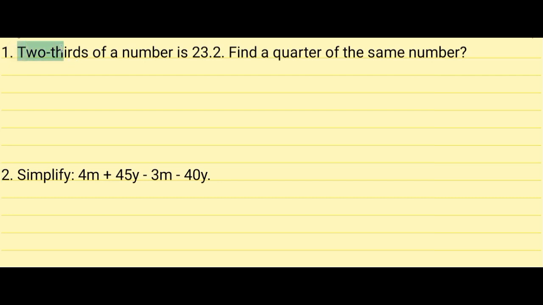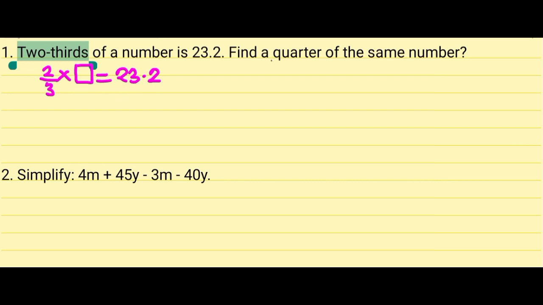So 2/3 here means 2 over 3 of a number. Of is times, and the number we are looking for, I'm going to represent it with a box since we don't know what it is. So it says that 2/3 of this number gives us 23.2. I have been able to express this mathematical sentence into this mathematical expression using symbols and numbers.